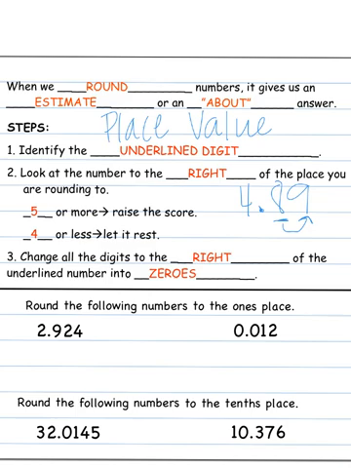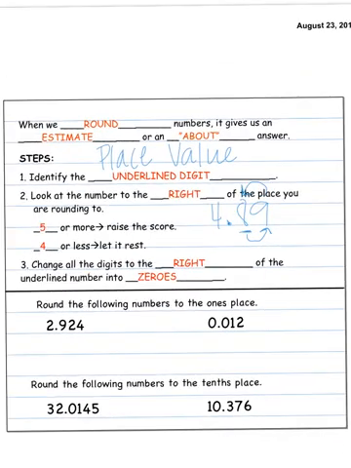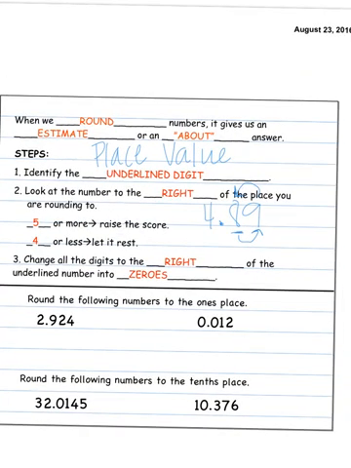If it is 5 or more, raise the score. A little rhyme for you to help you remember. So it is more than 5, so that means we raise this place value that we are rounding to, and it rounds up 1. So this would round, I'm going to zoom out and move this over, to about or approximately, that's what that symbol there means, 4 and 9 tenths.